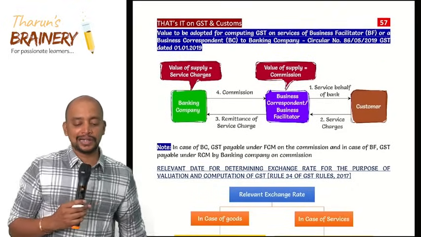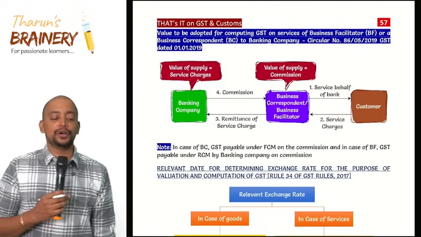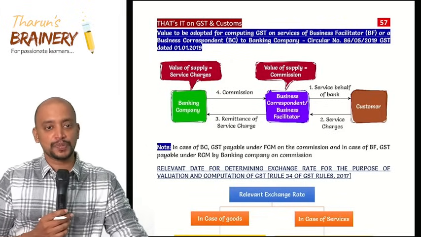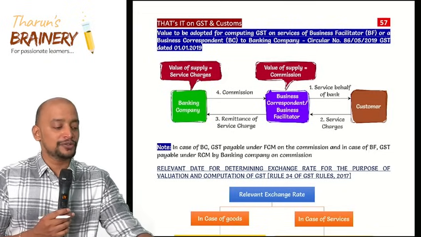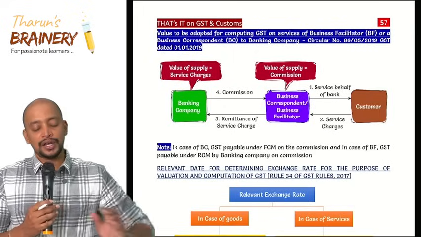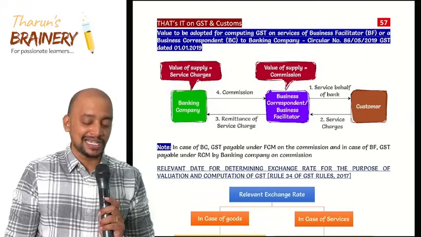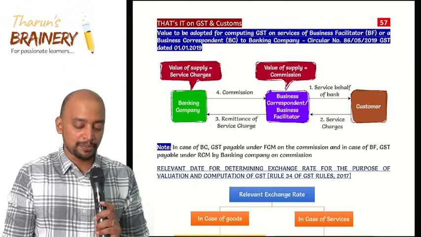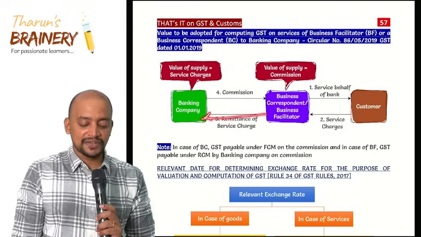Then one more circular that is related to banking companies. Usually banking companies will be appointing business facilitators and business correspondents. What will these business facilitators and correspondents do? They will do the functions of the bank in many places. On behalf of the bank they will be acting, for which they will be paid a commission. Say, for example, a banking company appoints a business correspondent or business facilitator in one location and they will be providing the services to the customer on behalf of the bank. They will collect the service charges from the customer and remit the service charges to the bank.